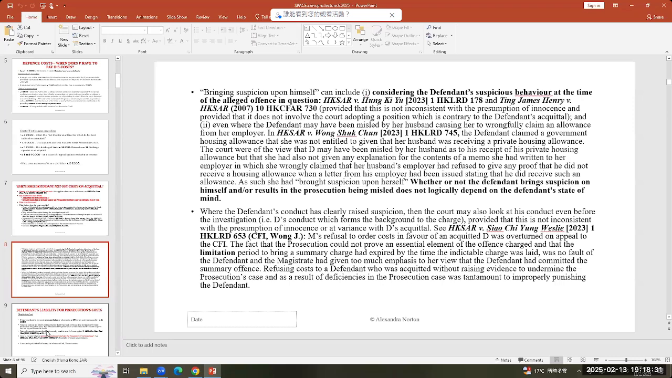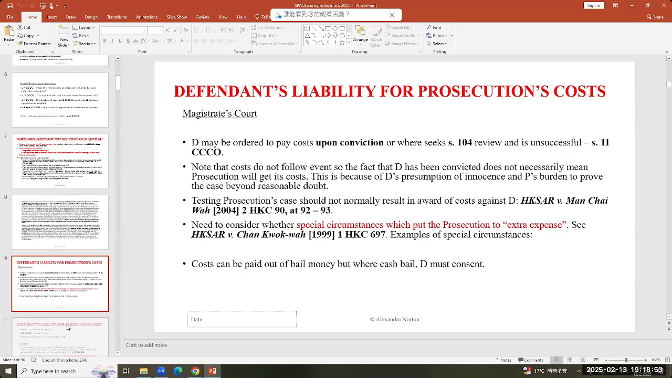And the magistrate used her own view to deprive the acquitted defendant of costs. The CFI judge on appeal said that was inappropriate. It was not the defendant's fault that the prosecution could not establish the element of the case, and so the defendant shouldn't be punished with costs being refused following his acquittal.